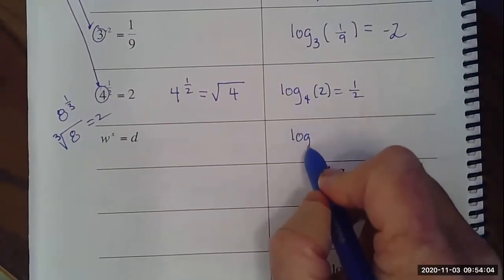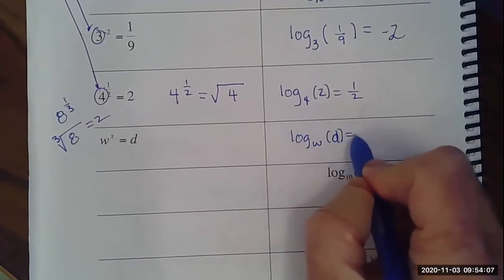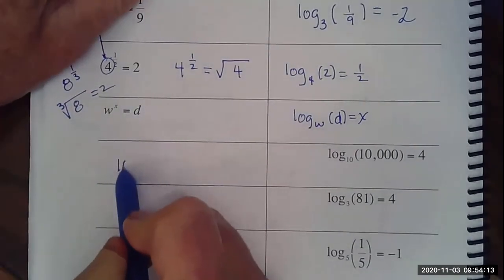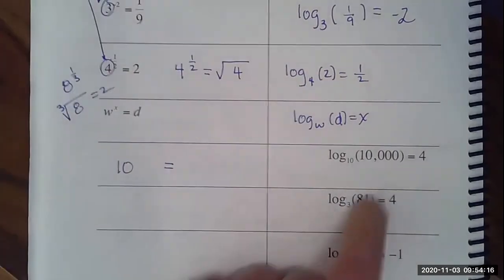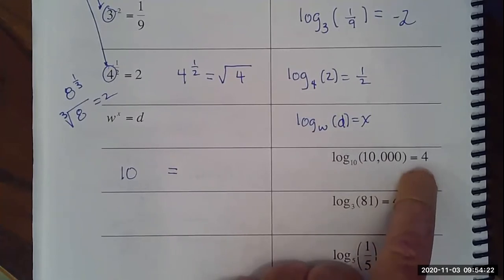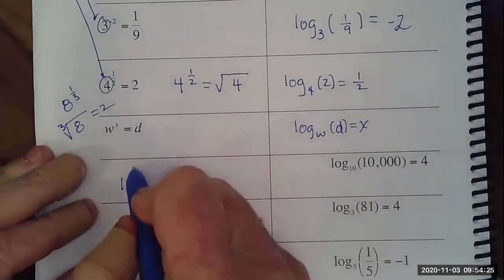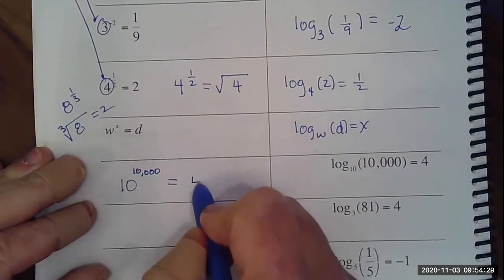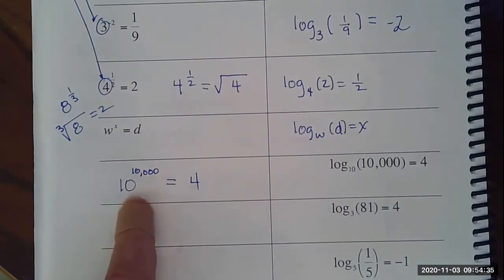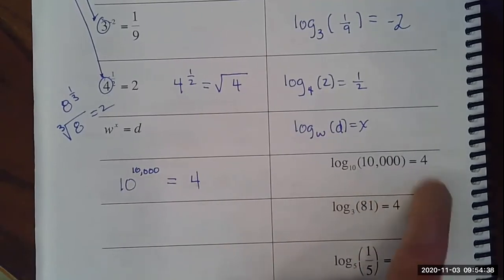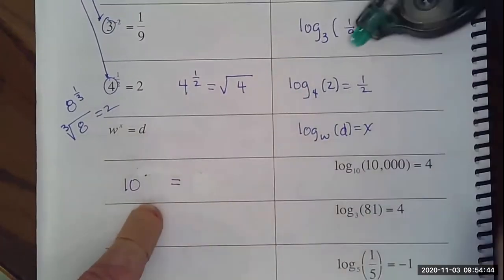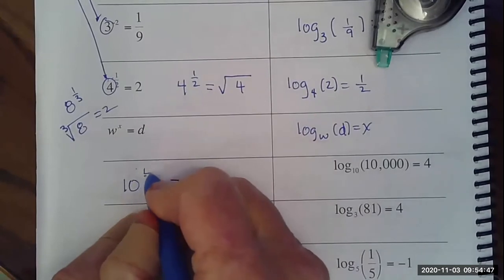Okay, this is log base w of d equals x. And then this one goes the other direction. This would have to be 10 raised to something. Is 10 raised to the 10,000 power 4? That's not right. That's silly. That's the base that holds one of these numbers. Well, it's got to be 4.